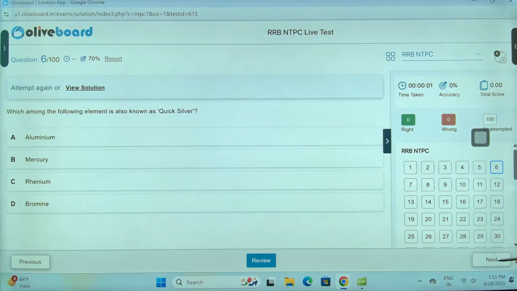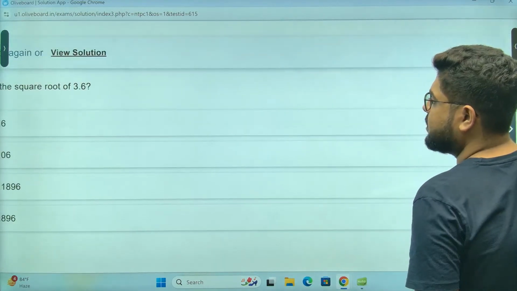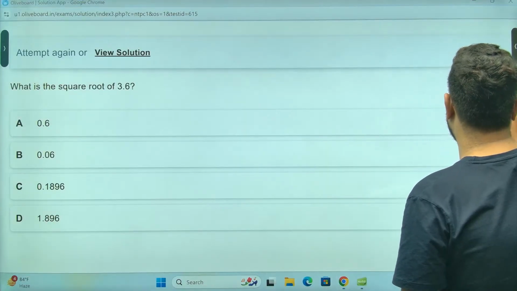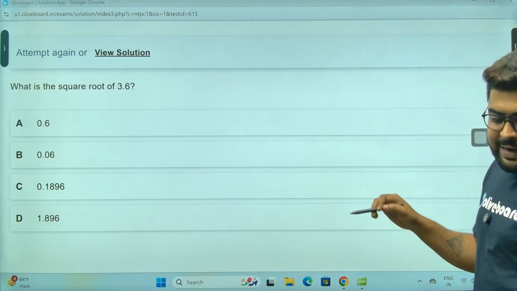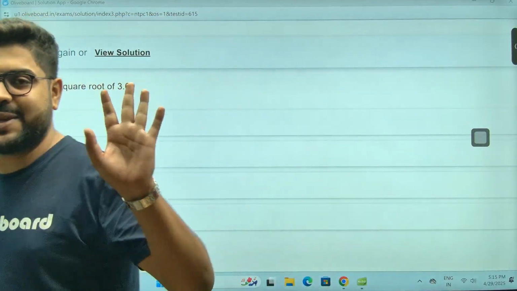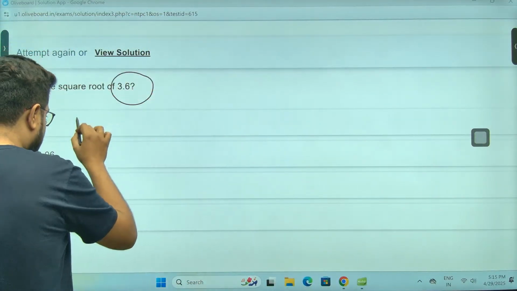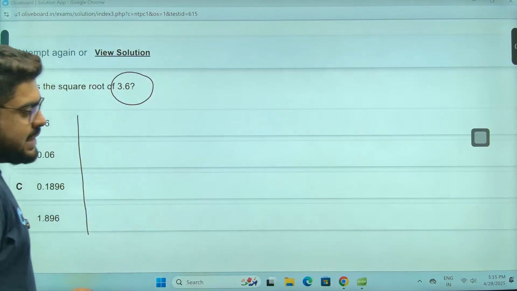I don't know this quick silver, sir. Square root of 3.6, sir, this is a one-line question. Achha, again, if anyone is in this situation, let me give you one very simple trick. Sir, 3.6, look at the options.